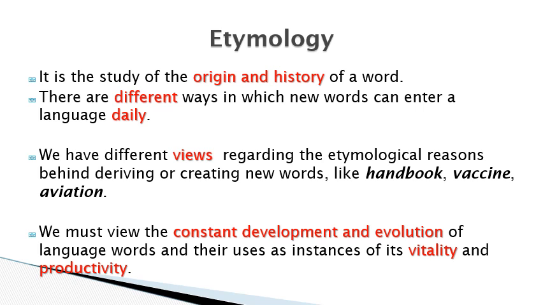We must view the constant development and evolution of language words and their uses as instances of its validity and productivity. This is a very important point: the constant development and evolution of language words means the different changes that may occur in the language related to its pronunciation, its morphology, or being changed from one grammatical category into another. These are all called instances of language vitality and productivity. It means that the language is very productive, that we have such instances of constant change or development of the language. Otherwise, we are going to call the language dead.